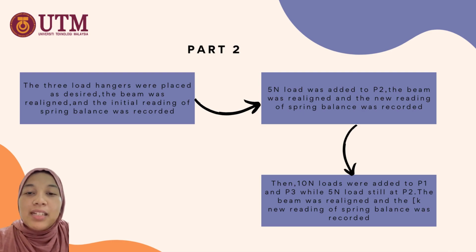For part 2, the 3 load hangers were placed as desired. The beam was realigned and the initial reading on the spring balance was recorded. Then the 5 Newton load was added to P2. The beam was realigned and the new reading on the spring balance was recorded. Next, 10 Newton loads were added to P1 and P3 while the 5 Newton load stayed at P2. The beam was realigned and the new reading on the spring balance was recorded.